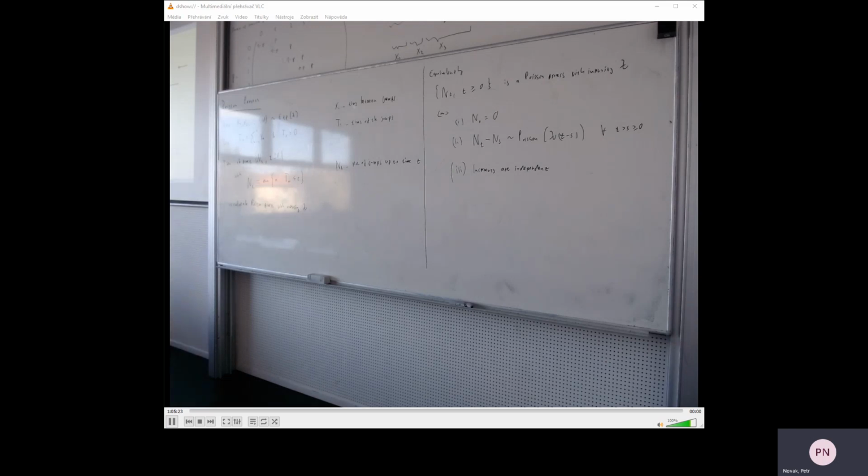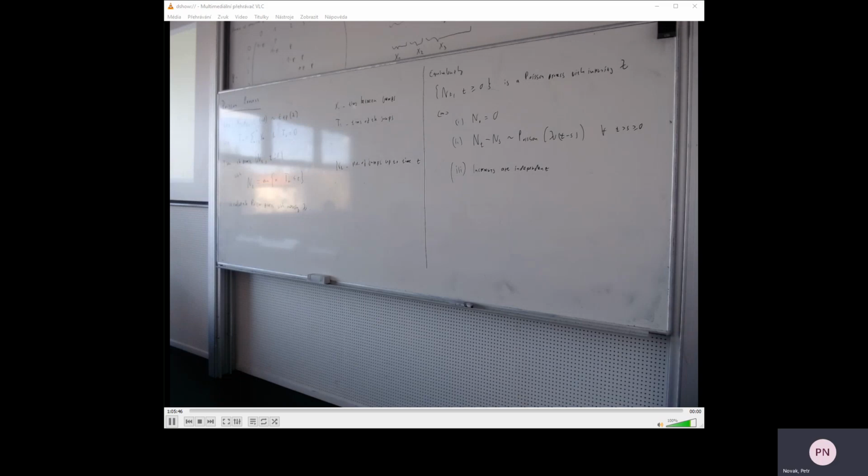For the binomial process, it's a discrete time Markov chain. Then for the Poisson process, it is a continuous time Markov chain, which we will define later. It is just a continuous generalization.